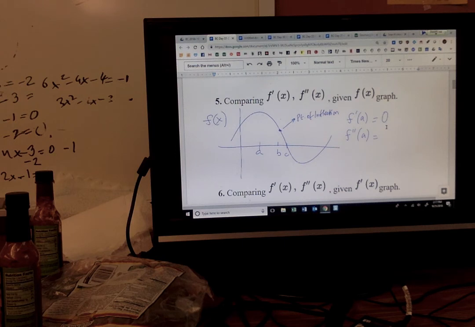Okay, now let's see who has advanced skills. Observe that graph. This is the original graph. What will f double dash of A be? I'm going to help you. What's f double dash of A going to be?